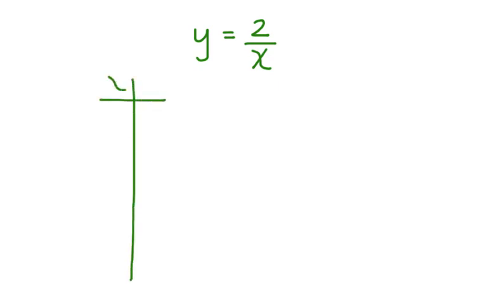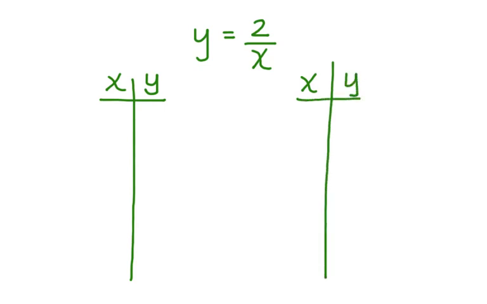So I'm going to have an x value and a y value. And I'm actually going to draw two tables, because you know whenever you graph a rational function that there are going to be branches of the hyperbola. So first I'm going to enter 0 in for x. If 0 is x, 0 into 2 is 0. And it's going to be the same thing here, 0, 0.